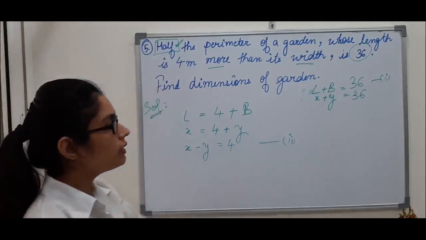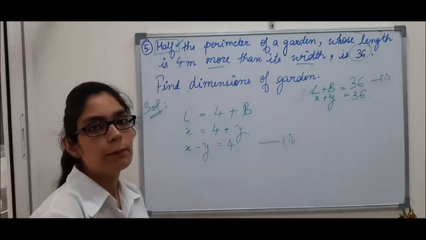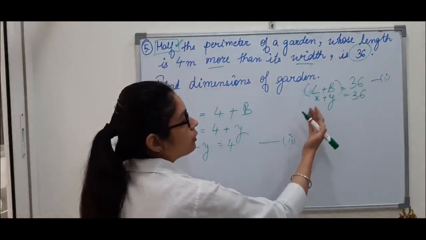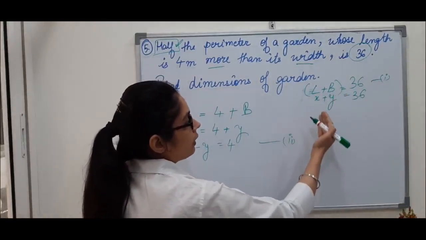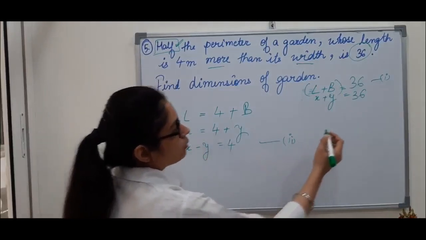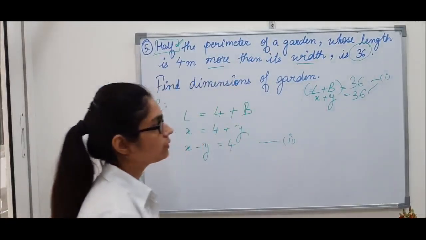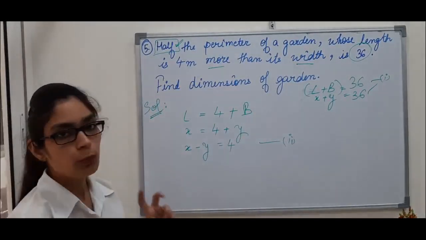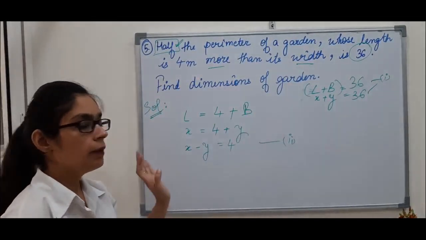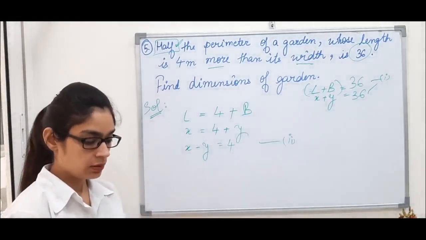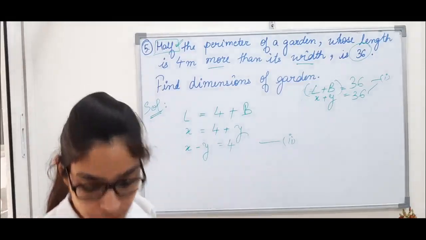In the first equation they have told half the perimeter is equal to 36. Half the perimeter is L plus B, where L is x and B is y. So the first equation was x plus y is equal to 36. Now again, in the same way, I will take two points for both the equations, x and y for both the equations, and then I'll plot a graph. So let's plot a graph.